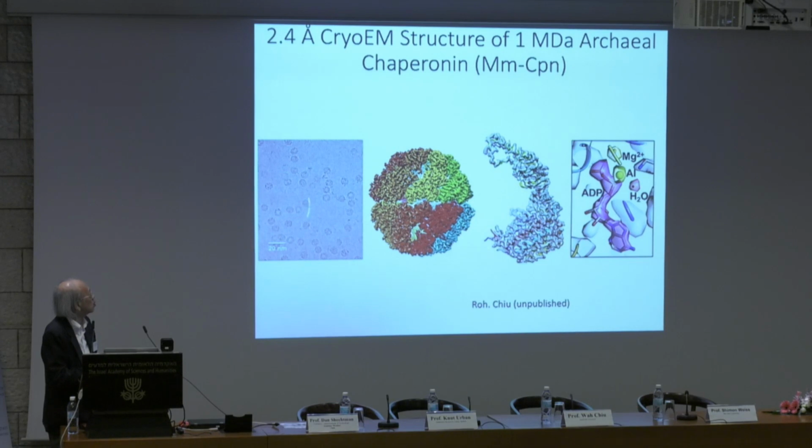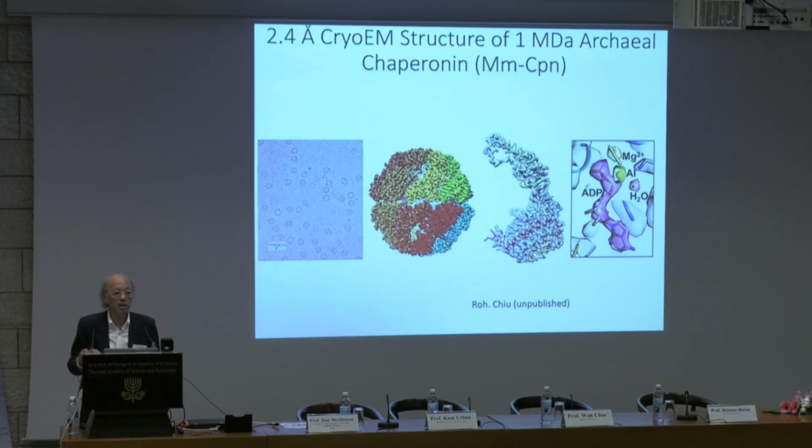This is another nanomachine that is involved in protein folding. We can begin to see water, the ATP, aluminum fluoride, and magnesium atoms. So I think that is closer to an area where we can look at a drug ligand binding to a molecular machine like a chaperonin. And so this is a soluble protein.